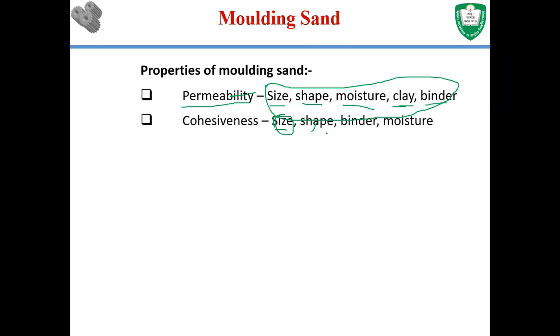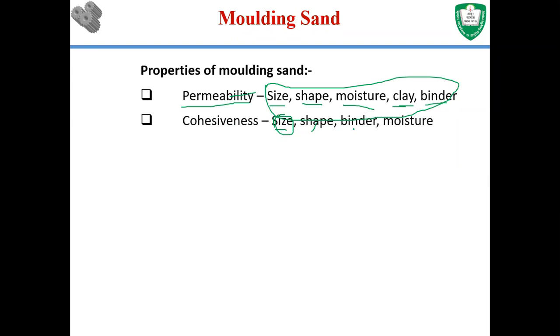For example, if you have marbles, like a pile of marbles, you cannot keep them together. They get released easily. But if you have broken marbles together with irregular shapes, then you can make piles, right? You can organize them into a pile. So that's how the sand works. Okay, if the shape is round, then cohesiveness will decrease.